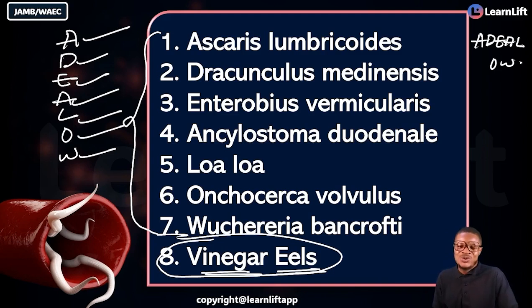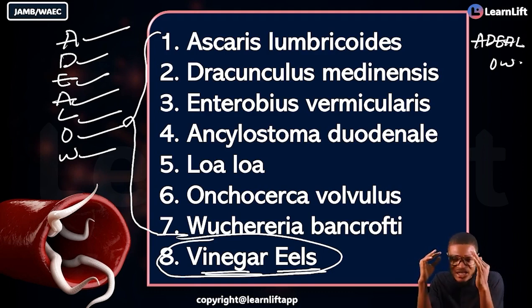We are 1, 2, go. Everybody, let's go. Come on. Ascaris lumbricoides. Dracunculus medinensis. Enterobius vermicularis. Ancylostoma duodenale. Loa loa. Onchocerca volvulus. Wuchereria bancrofti. Again: Ascaris lumbricoides, Dracunculus medinensis, Enterobius vermicularis, Ancylostoma duodenale, Loa loa, Onchocerca volvulus, Wuchereria bancrofti.